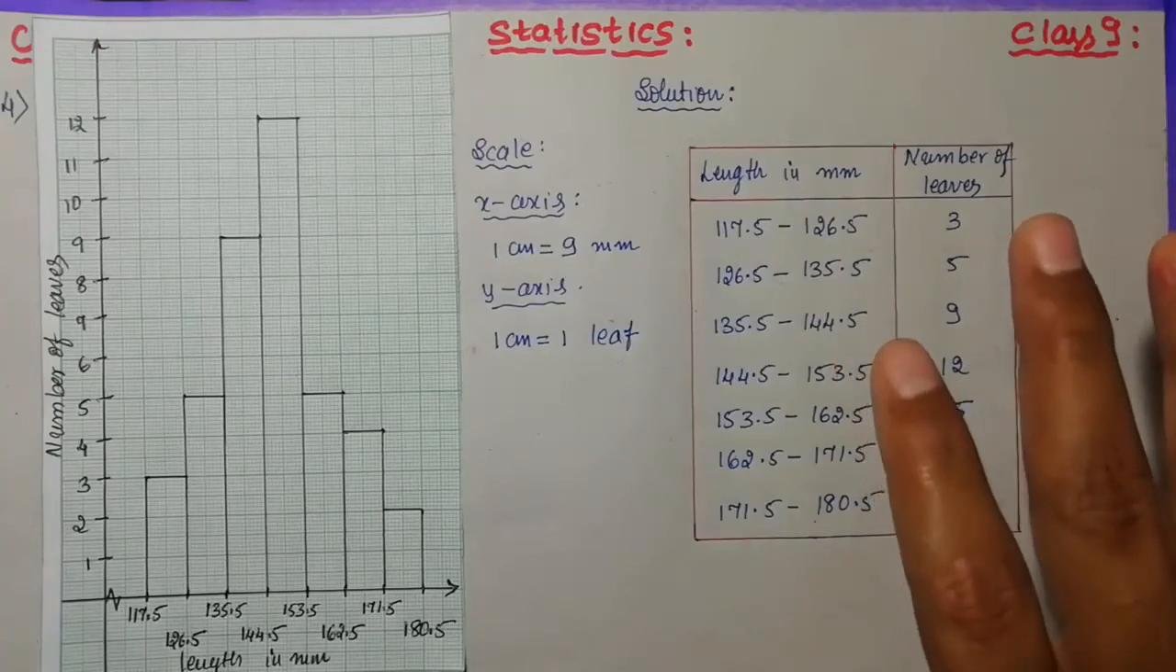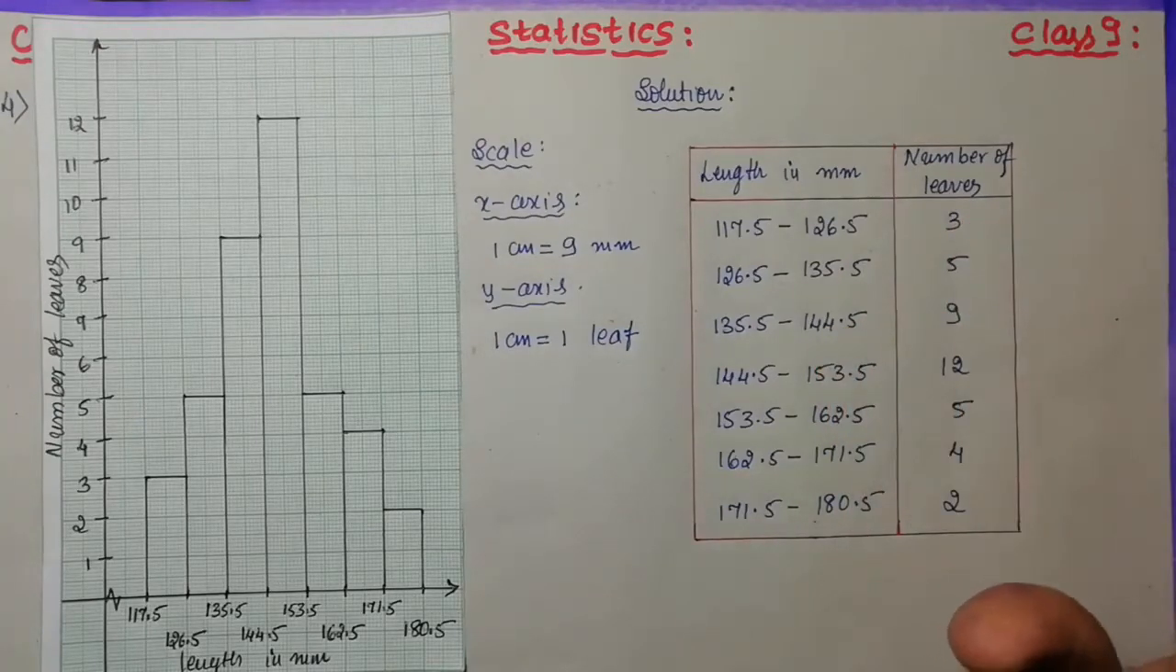This can be represented in histogram, and another way is frequency polygon. So that's why your answer should be like this. Yes, and it is frequency polygon. This is the answer. Okay, so for the third one, is it correct to conclude that the maximum number of leaves are 153 millimeter long?